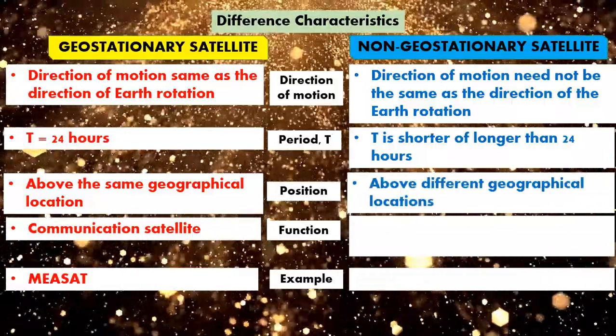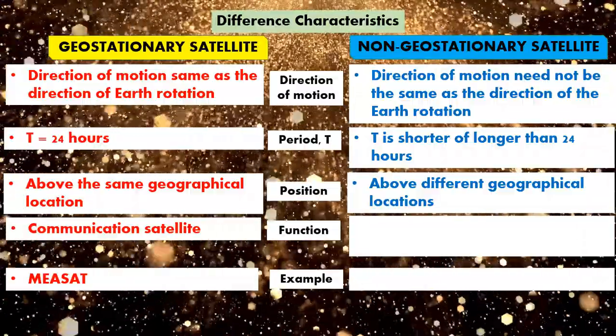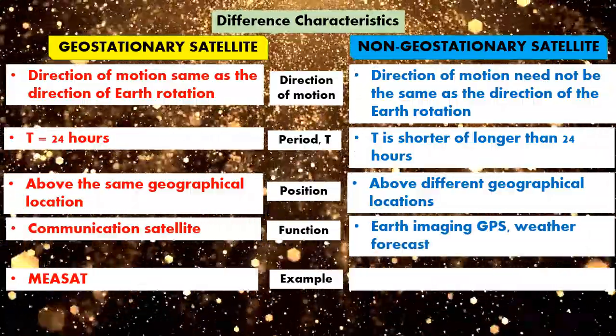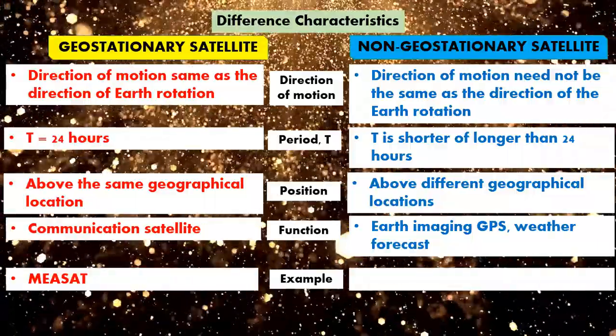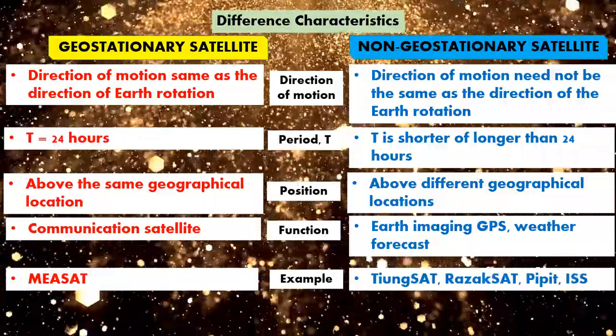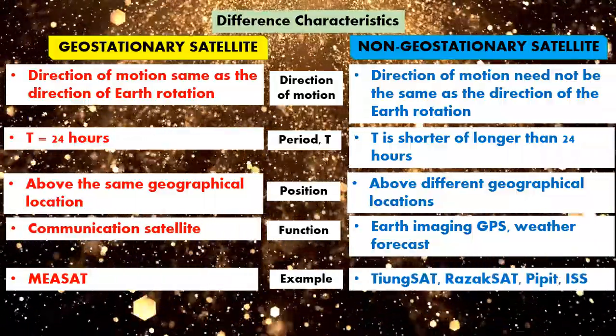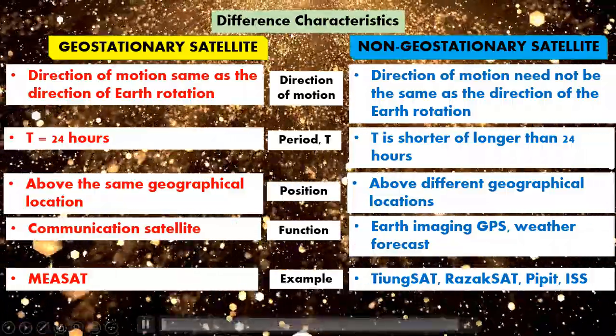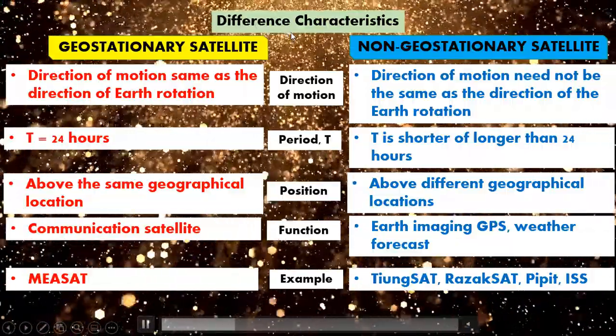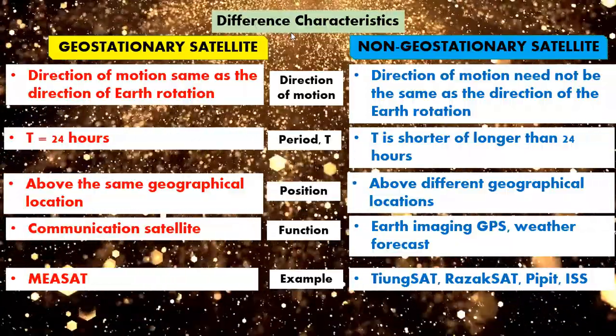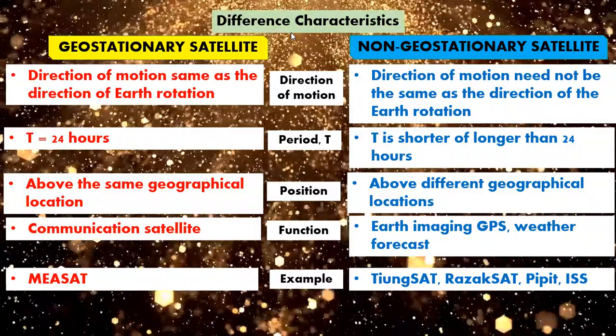The position is over different geographical locations. The function is Earth imaging, GPS or weather forecast. For example, we have TiungSAT, RazakSAT, Pipit or ISS. So these are the differences between the geostationary satellite and non-geostationary satellite.